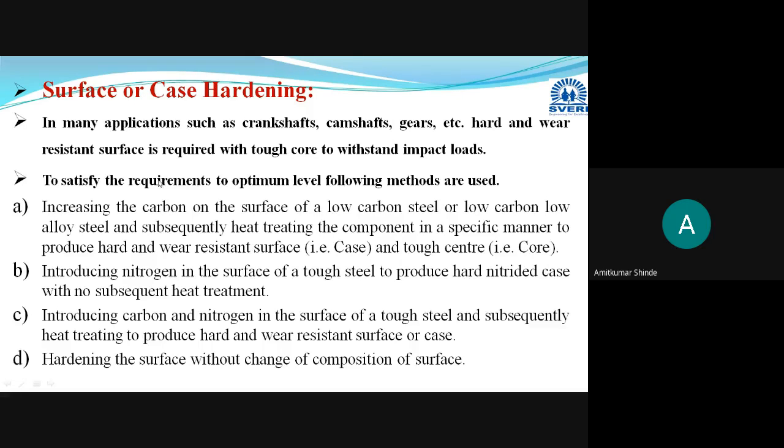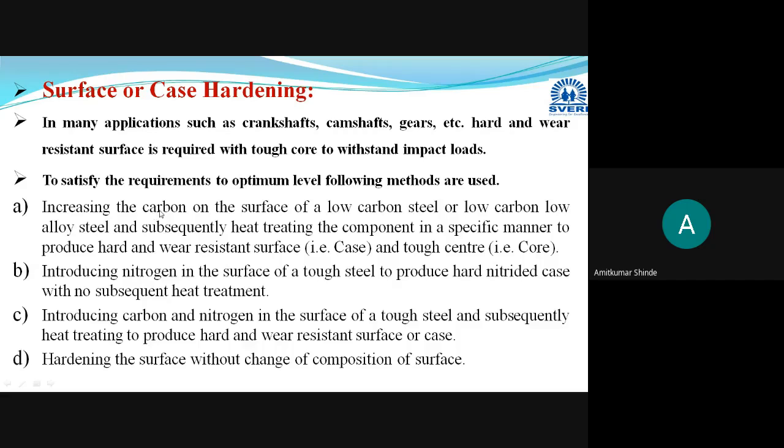The first type, increasing the carbon on the surface. Increasing the carbon on the surface, this heat treatment process will be termed as carburizing. Then introducing the nitrogen on the surface, this heat treatment process will be termed as nitriding. Whenever you are introducing the carbon, it will be carburizing. Whenever you are introducing the nitrogen, it will be termed as nitriding. And whenever you are introducing carbon and nitrogen both, that heat treatment process will be termed as carbonitriding.